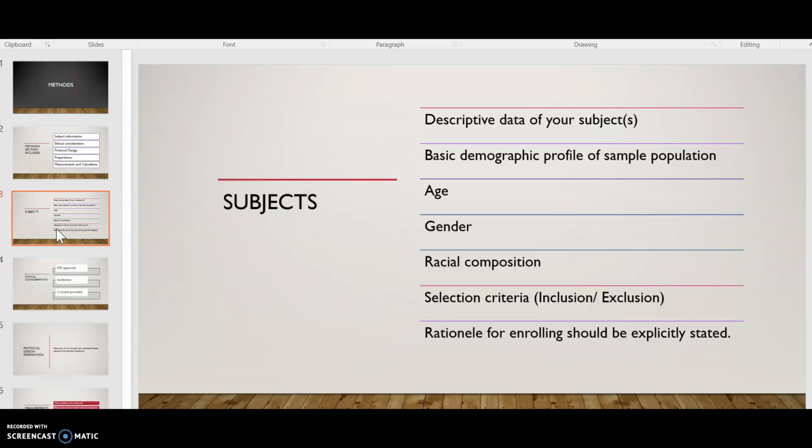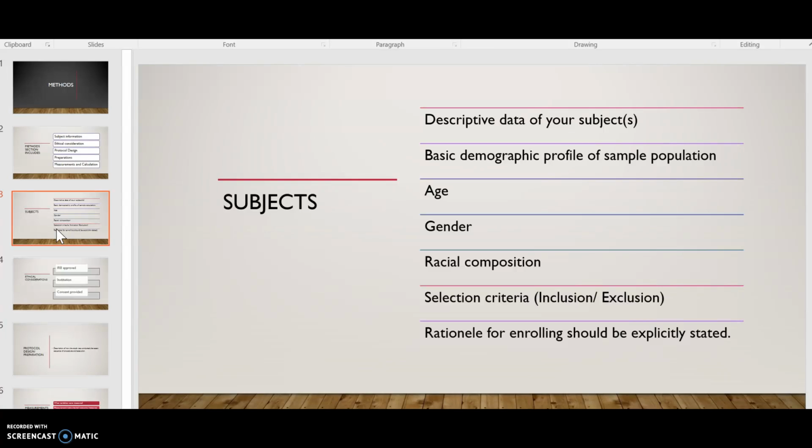Judging the external validity of a study involving, in your case, a human participant, since we're focusing on a single subject design. Some of you may have a couple of human participants, but most of you will only utilize one patient for your single subject design. But it requires descriptive data about the basic demographic profile of your sample population.